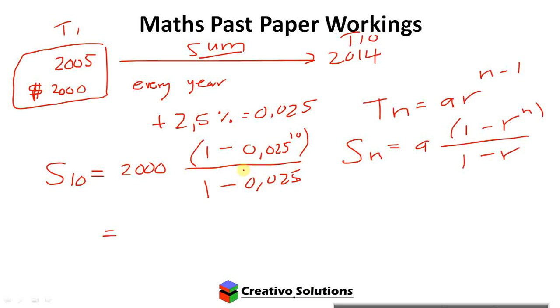It's 2000 times open brackets, then numerator over denominator. So it's 1 minus 0.025 squared. Close that bracket, all over 1 minus 0.025. There needs to be a bracket here. Brackets. This is 5 and then brackets here.